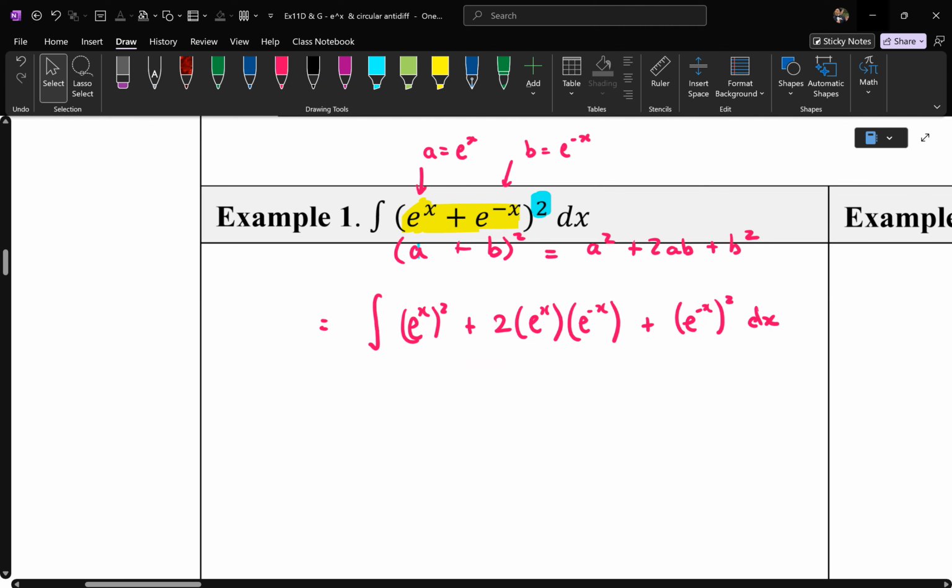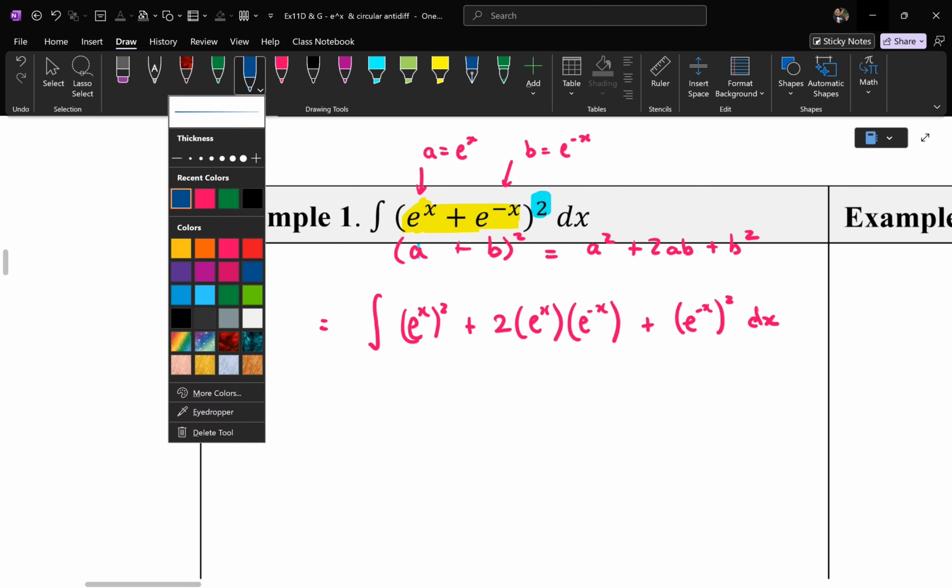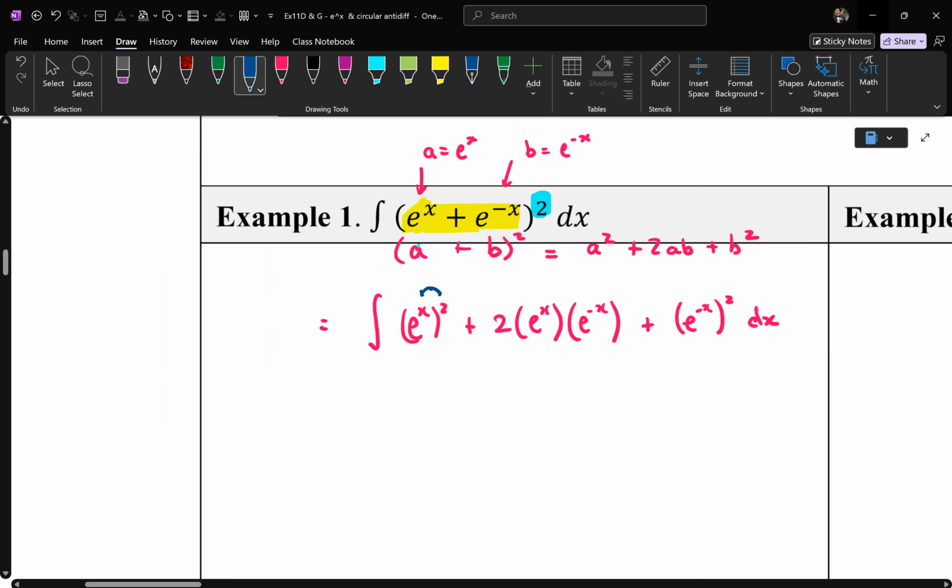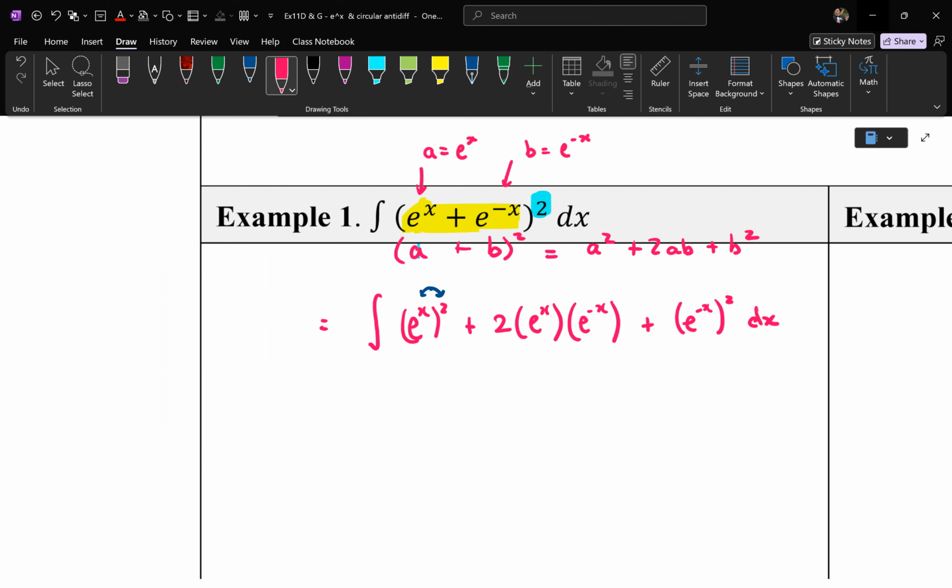Here we go. So from here, we know index laws say that if you have the powers in the brackets, index law number 3 says you multiply the powers together. So now let's simplify that. That becomes e to the 2x, because x times 2 is 2x, plus 2. Now what is the next bit? How do you simplify this bit?